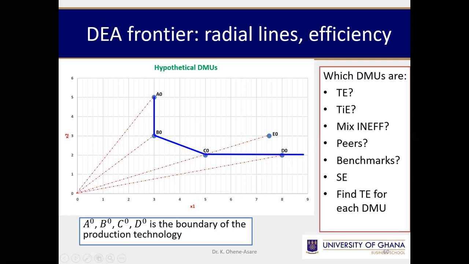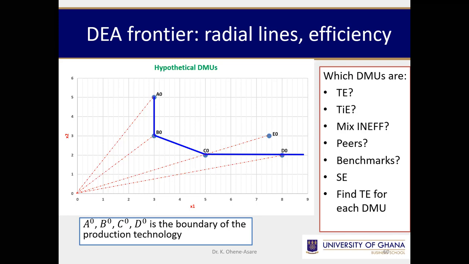Who can tell me which of these firms are dominated? Raise your hand and tell me. Which of these firms are dominated? Emmanuel. Firm A and firm D. Why? That's because with firm A, if we compare it to firm B, which both have the same level of X1 input, firm B uses lower X2 input as compared to firm A. And with firm D, if we compare it to firm C, they have the same level of X2 input, but firm C uses less X1 input than firm D.